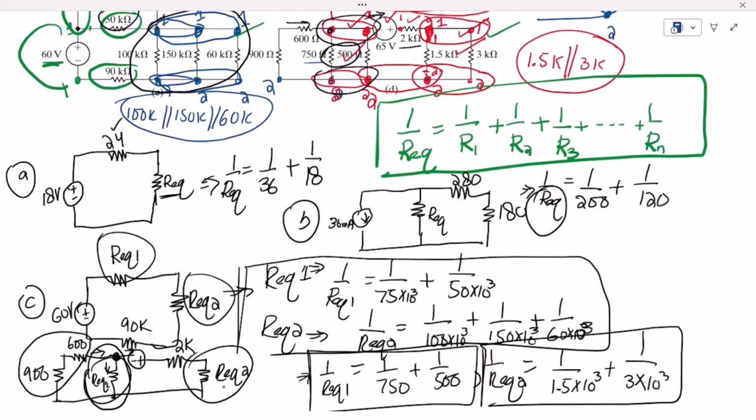Similarly, you can see that this is in series with this 2K. Why? Because the overall current which is flowing here and entering through this node will be divided among these two resistors. So the total current which is going out of this resistor will be the same as the combined currents flowing through 1.5K and 3K.